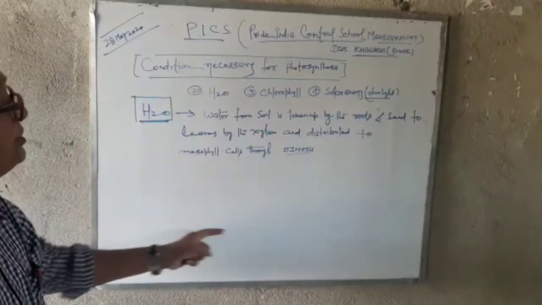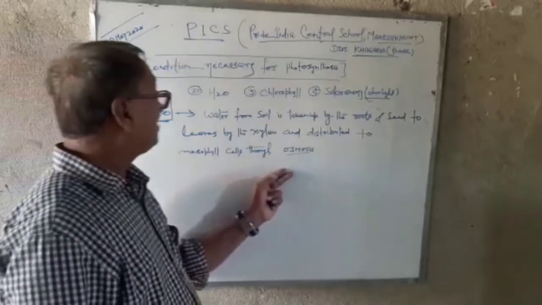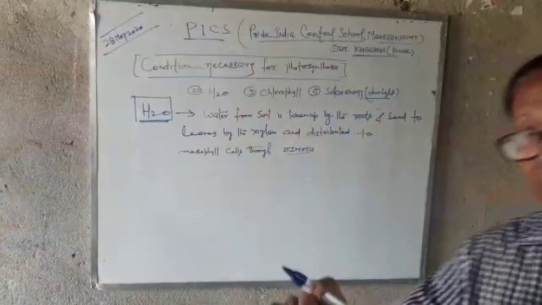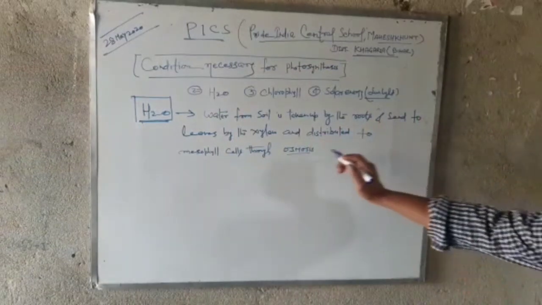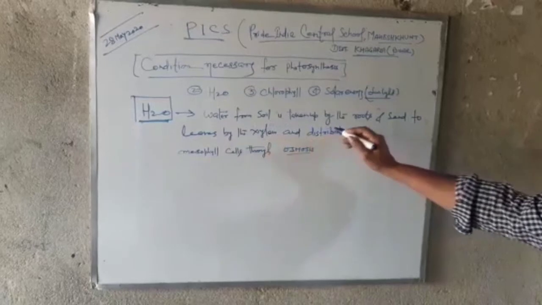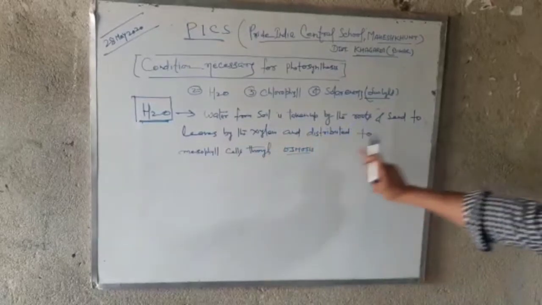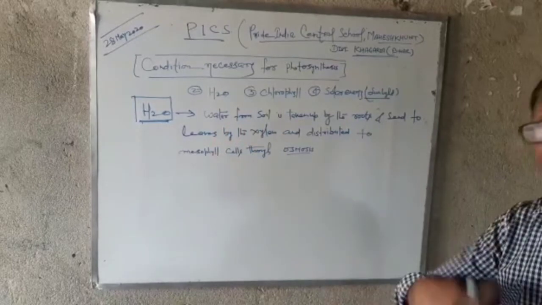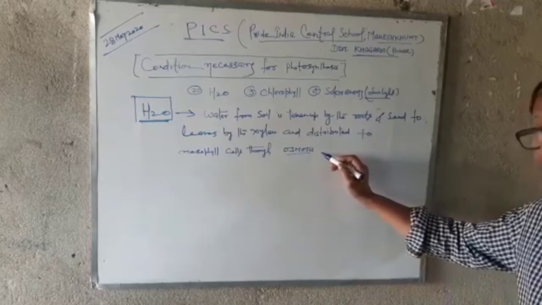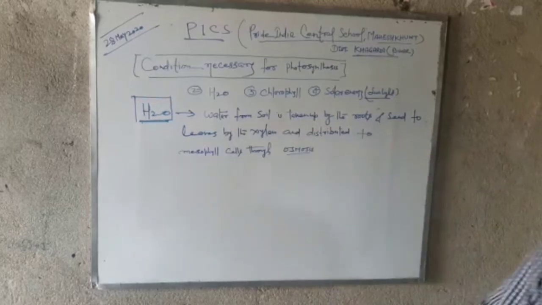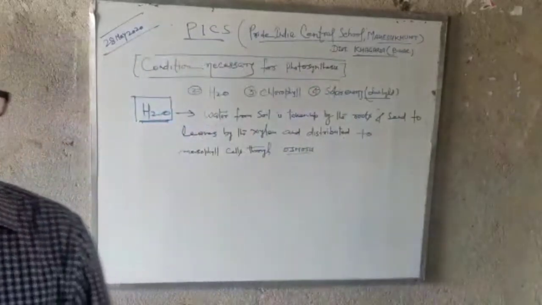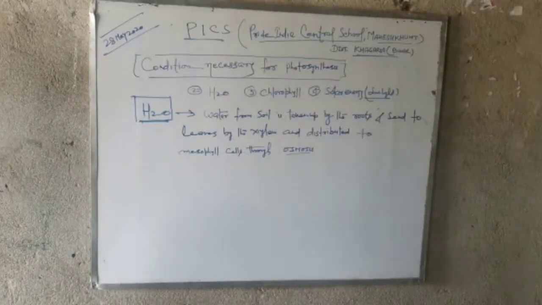This water is distributed in the leaves through the mesophyll cells. The mesophyll cells are available in the leaves. So, the water from the soil is taken up by the roots and sent to the leaves by the xylem, and it is distributed to the mesophyll cells through the osmosis process.